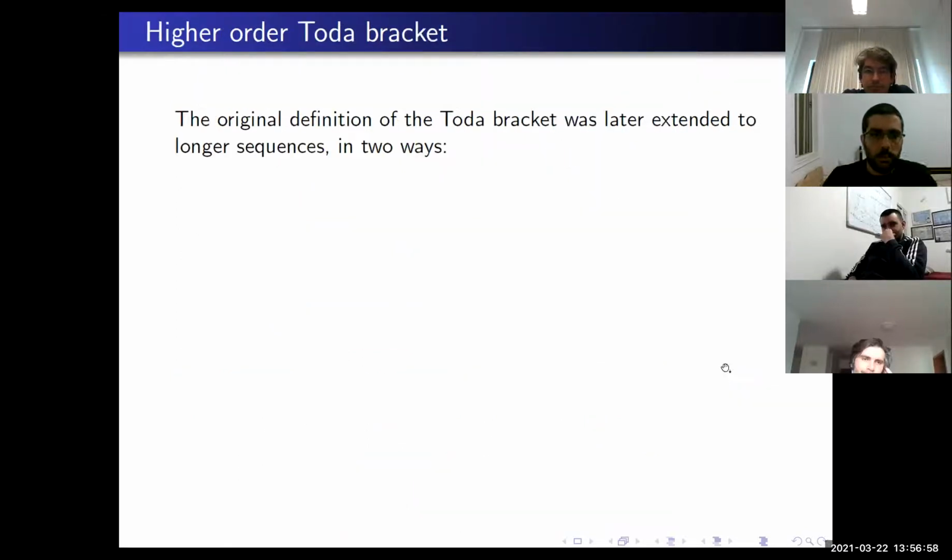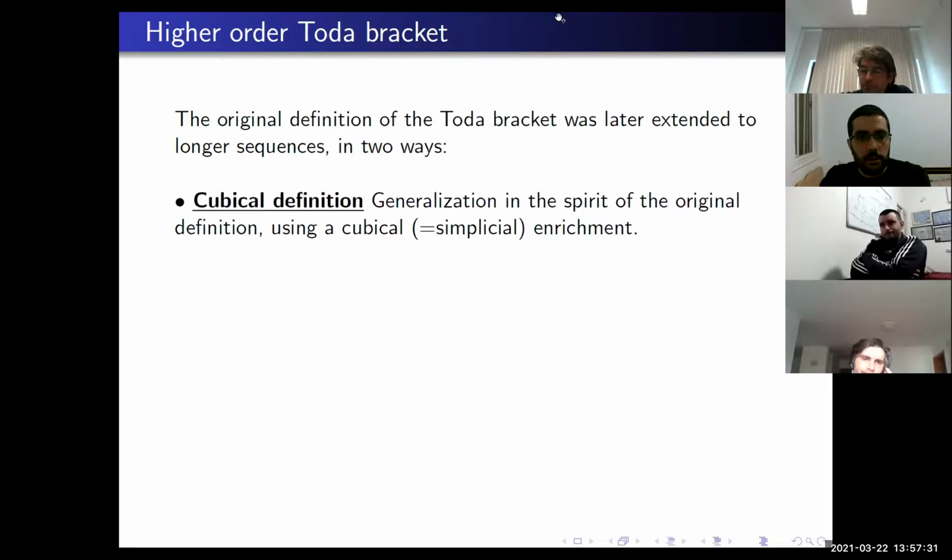So now we're going to do what we want to do in this talk, to see the higher order Toda bracket, how people define the higher order Toda bracket. If we have a longer sequence, not just 3 maps, but 4, 5. I'm going to do this just for 4 maps, but if someone understands this case, they can understand the general case. Okay. So in 2 ways.